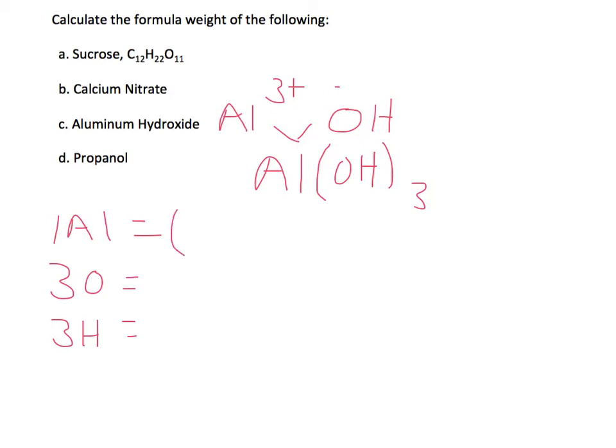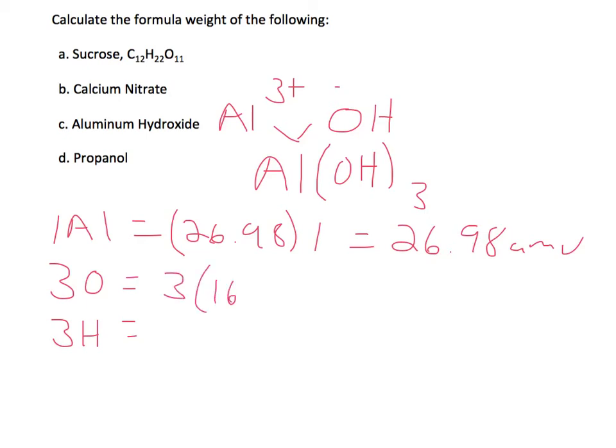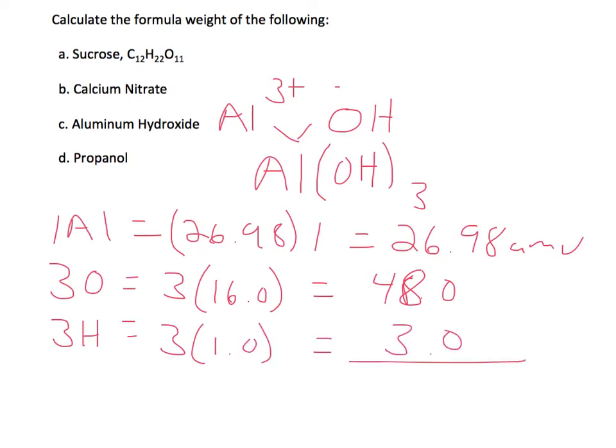For aluminum, we have 26.98 times 1, so we have 26.98 AMU. For oxygen, we have 3 times 16.0, so we have a total of 48.0. And for the hydrogens, we have 3 times 1.0, which is going to be 3.0. We add those up, and we have about 77.98 AMU.